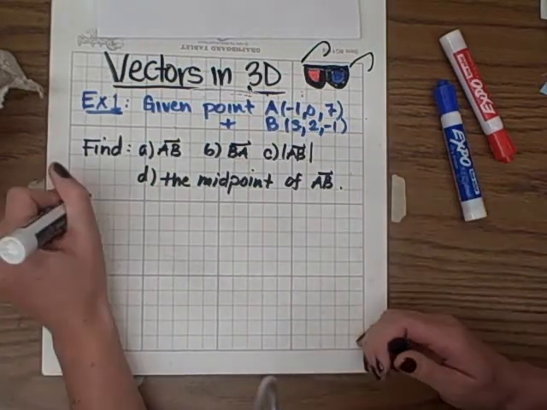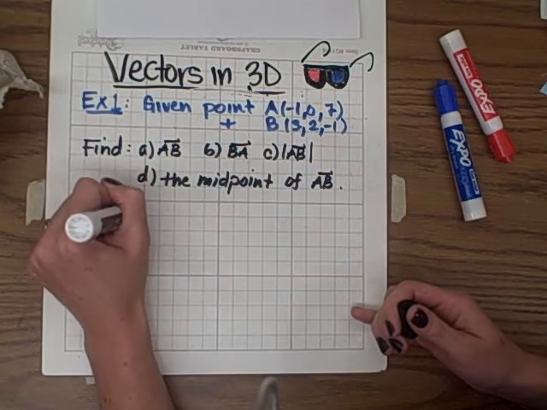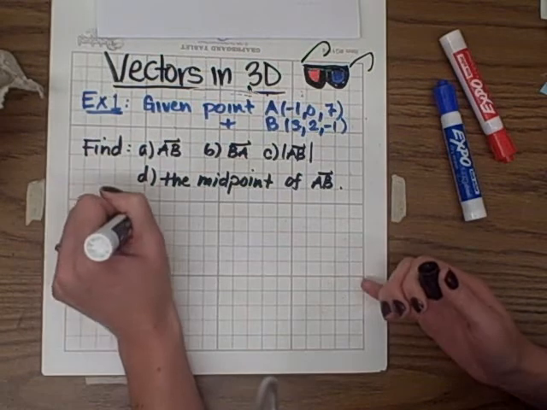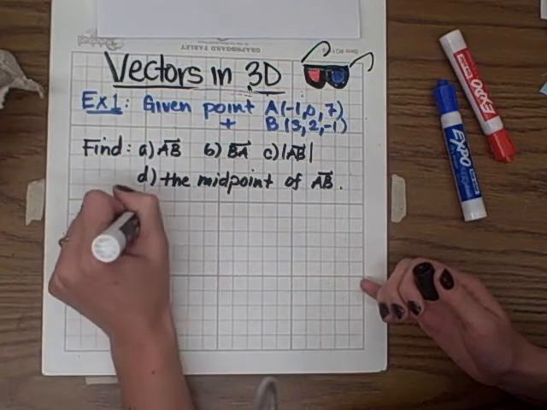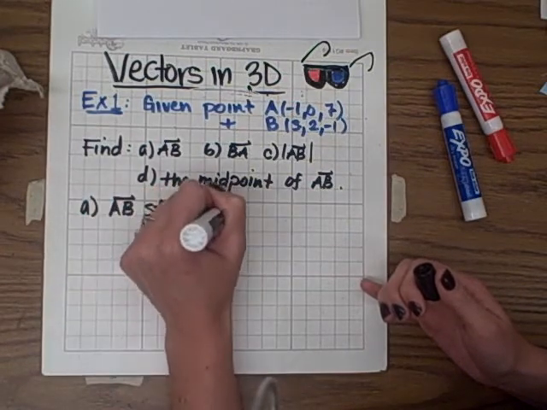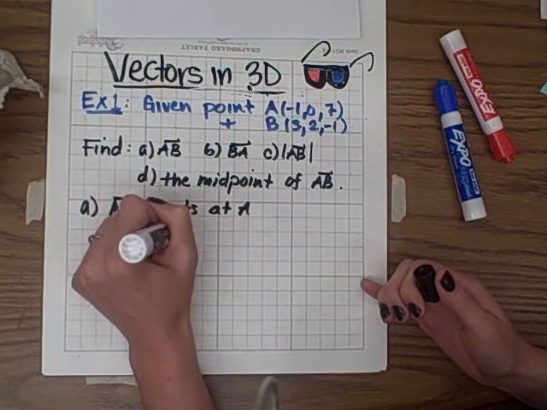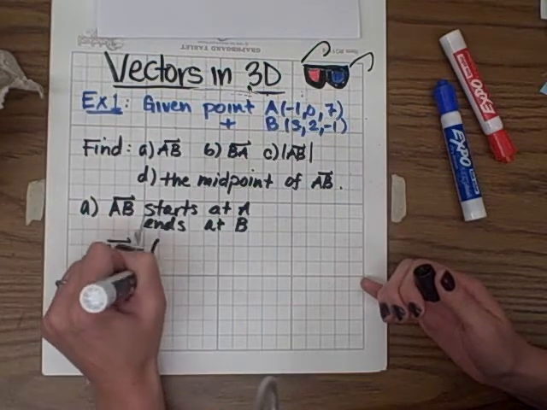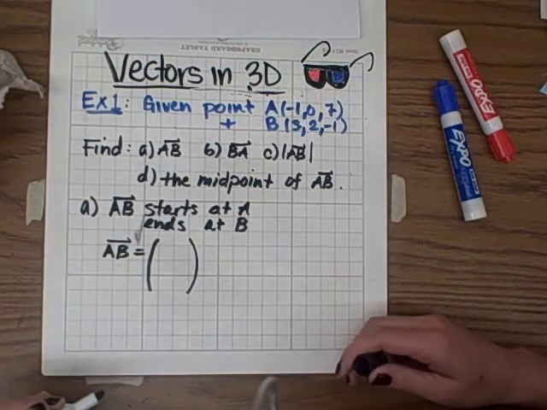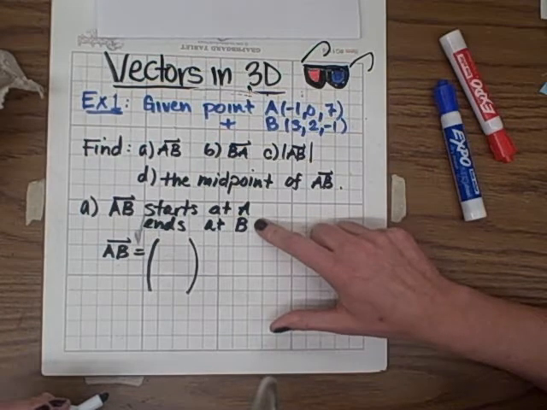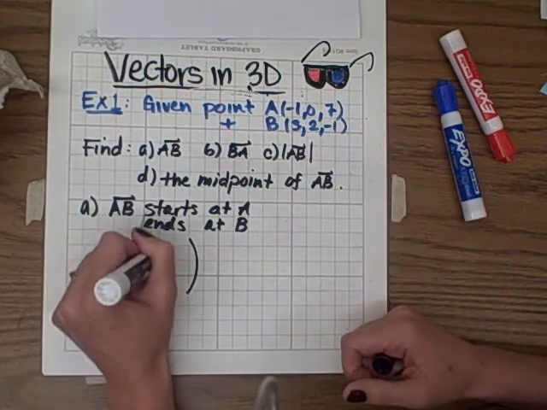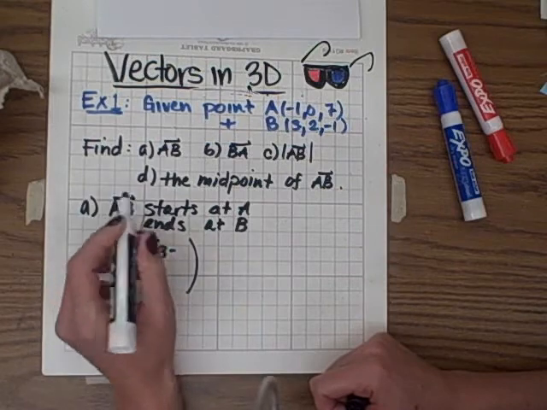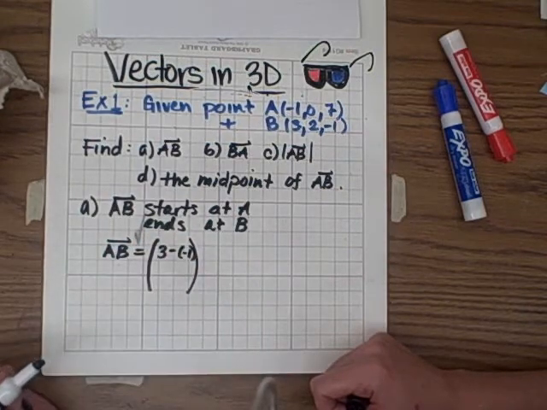Okay, so first of all, we want to find vector AB. AB, again, is the vector that starts at A and goes to B. Starts at A, ends at B. So I can write vector AB in component form by taking the x-coordinate of the B point, 3, and subtracting the x-coordinate of the starting point, -1. So 3 minus -1 is going to be my x-component of this vector.